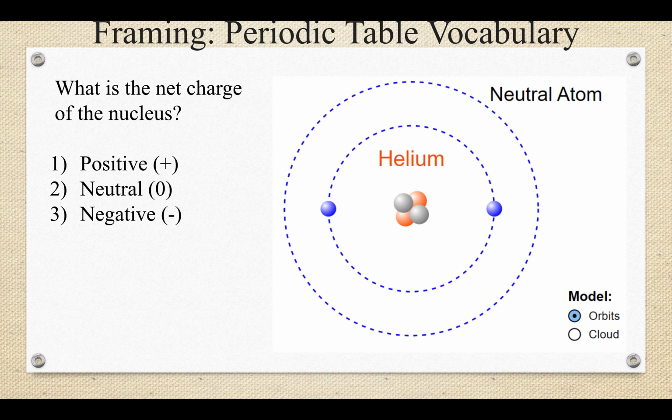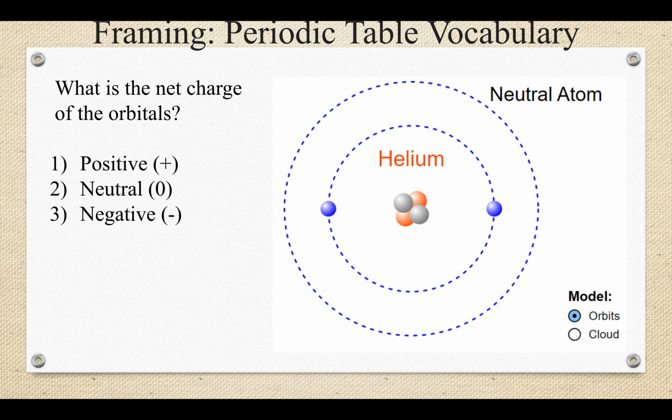So today we're finally getting into periodic table terminology now that we've gone over the PhET simulation with the subatomic particles. So remembering the PhET simulation that you all did yesterday, what is the net charge of the nucleus? Write this in your handouts. You can pause me, and then once you're ready to move on, go ahead and unpause me.